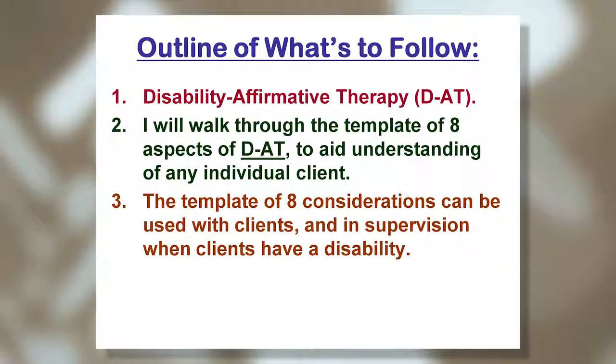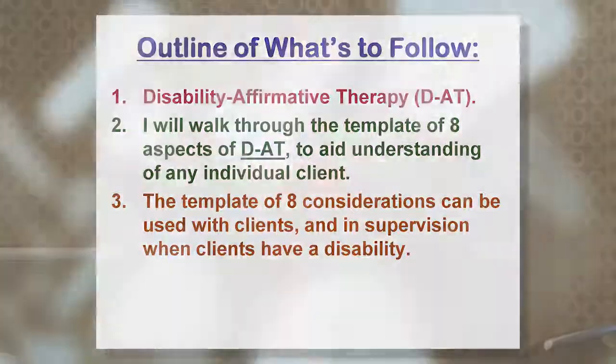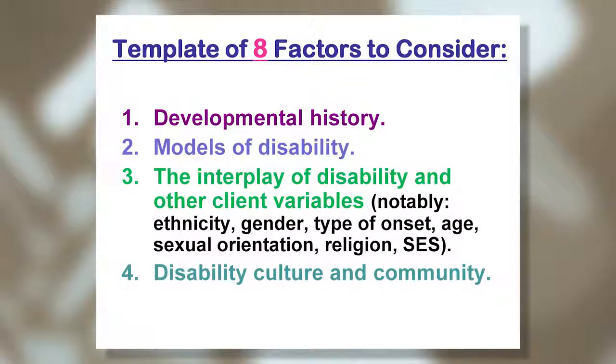So I'm going to walk through 8 different areas that are the template of disability affirmative therapy. And the 8 areas are 8 considerations that the therapist might think about when thinking about any client who has a disability, including polio or post-polio. And the first area in there is developmental history. The second area is the client's model of disability. The third area is the interplay between disability and other client variables, such as ethnicity or gender or socioeconomic status, religion, or sexual orientation or age.